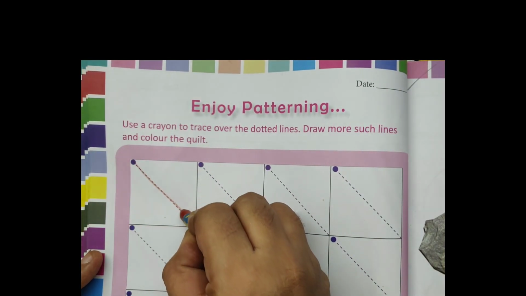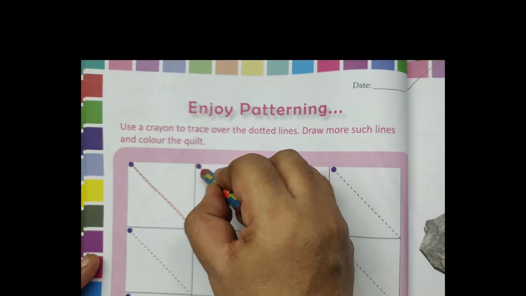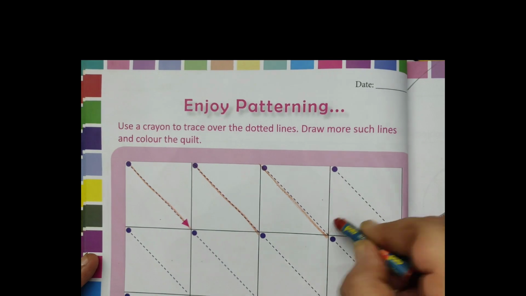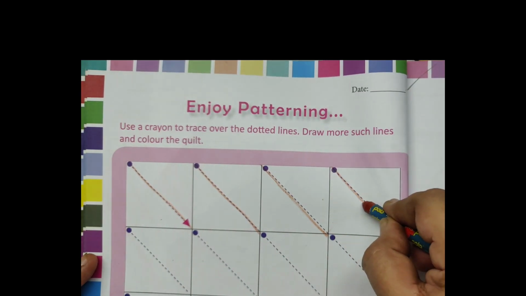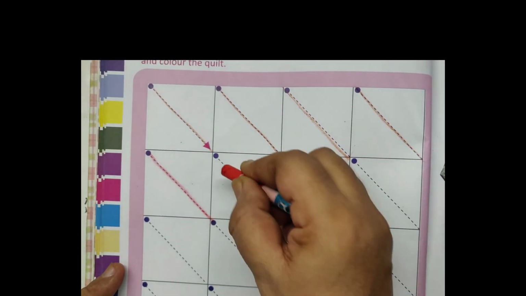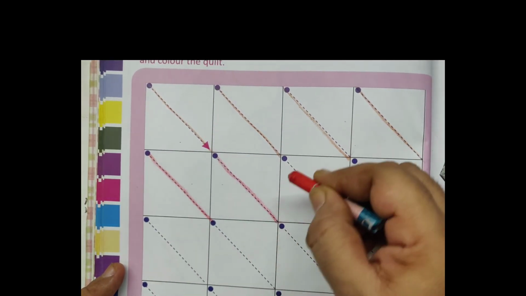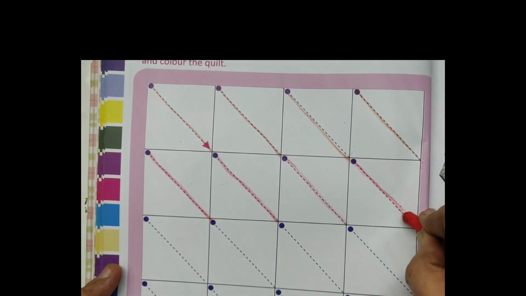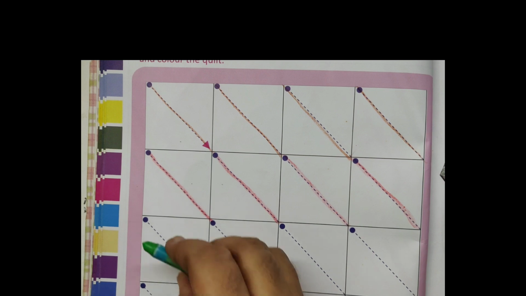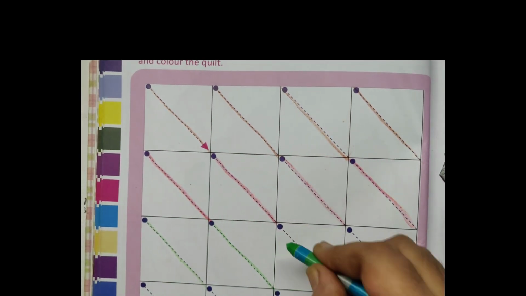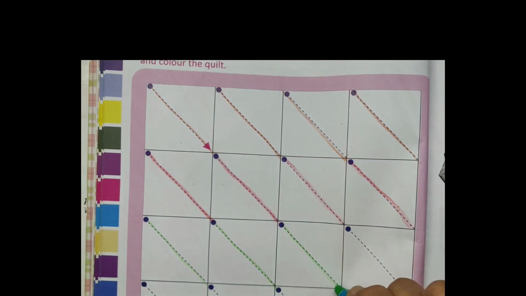This is trace over the dotted lines. Trace over the dotted lines. This is slanting line. Trace over the dotted lines. Slanting line. Easy to say, slanting line. Trace over the dotted lines. Trace over the dotted line.